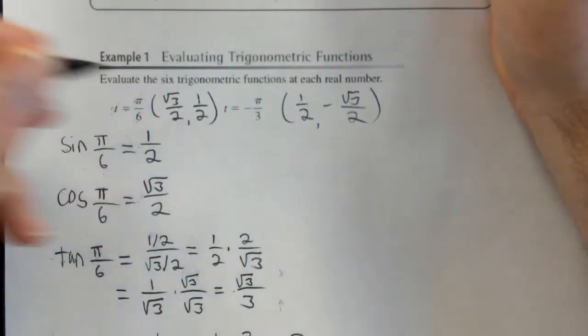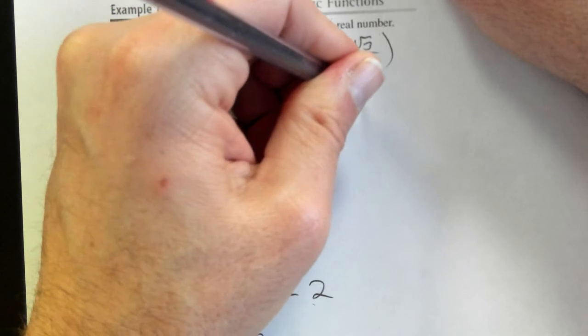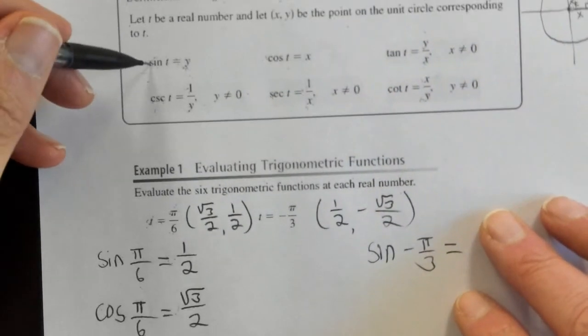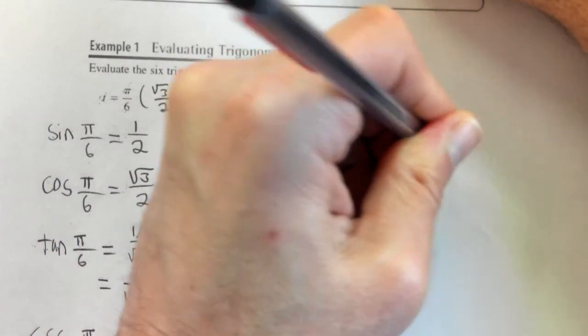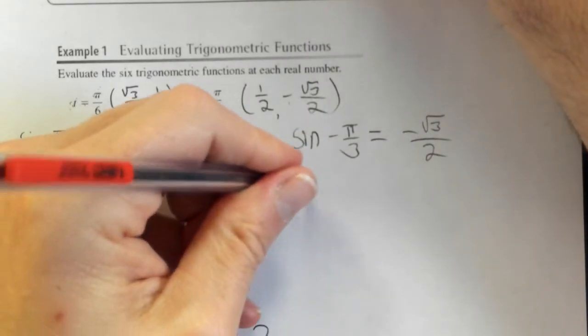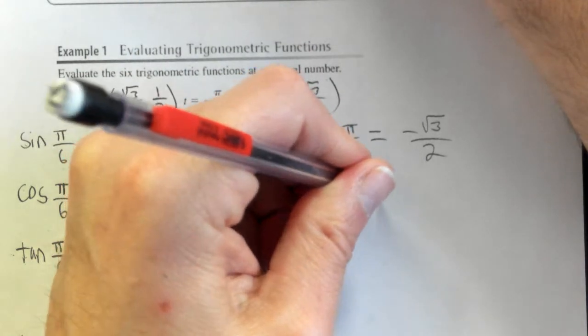And so once again, we're going to have to find all 6 of the trig functions. Let's start with sine and see what we come up with. The sine of negative pi over 3 is equal to, remember, sine is equal to y. So what's the y number here? It's just negative square root of 3 over 2, and we're done with that one. Next one is going to be cosine. We need the cosine of negative pi over 3. And remember, cosine is just the x value, 1/2, and we're done there.